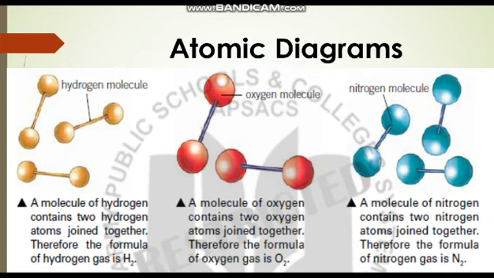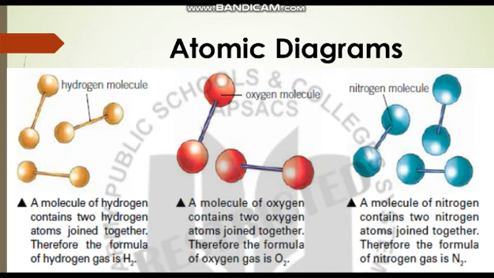First is the atomic model of hydrogen molecule. Hydrogen's atomic number is 1. So to complete its outermost shell, that is the first shell, it needs one more electron. By joining with another hydrogen atom, both of them will share their electron with each other, making their first shell complete. So the formula is H2.